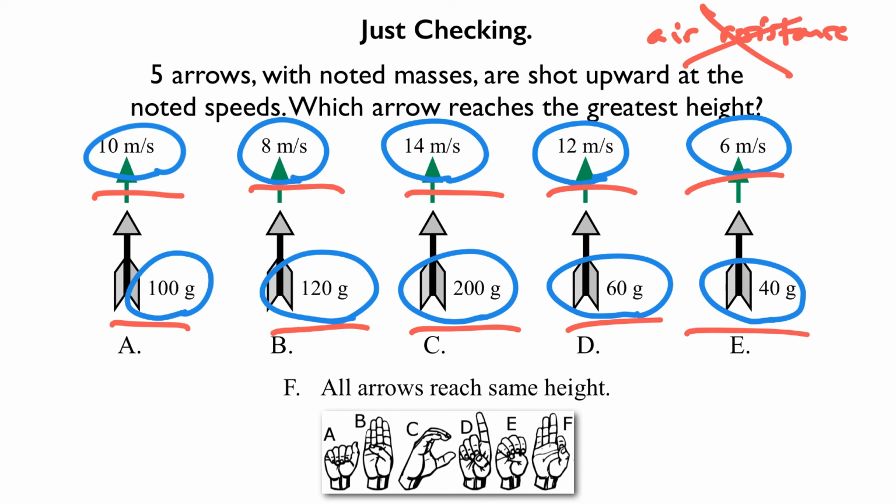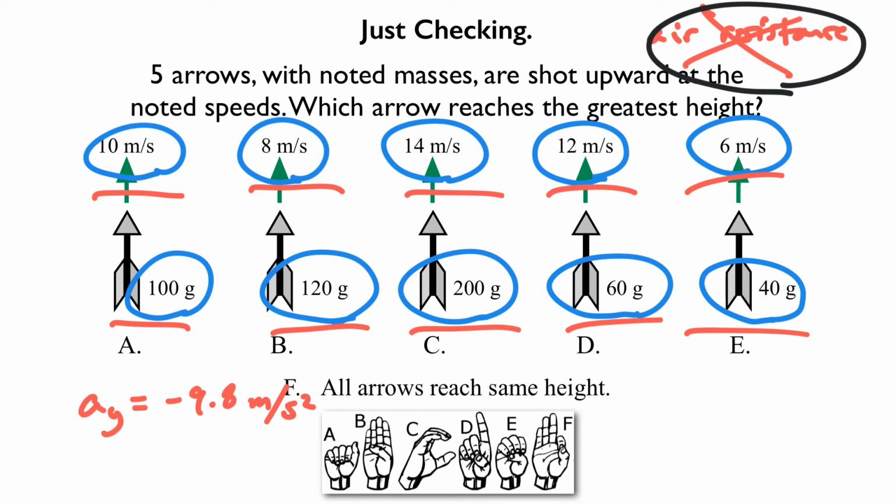Well, we know there's no air resistance, or we assume that, so everything's in free fall. And if something's in free fall, the mass doesn't matter. The acceleration, regardless of what object we're talking about, is negative 9.8 meters per second squared. So the masses are completely irrelevant. We don't have to worry about this.